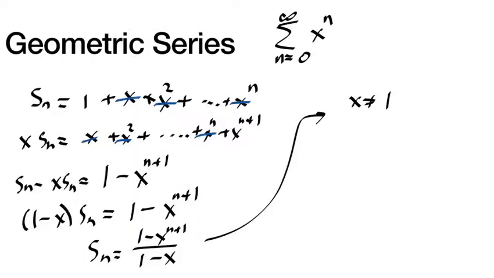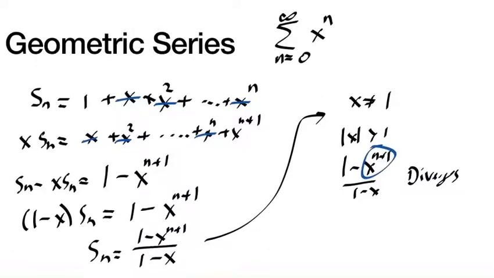So if x is not 1, then we really have two cases. We have the case where the absolute value of x is bigger than 1, and we have the case where the absolute value of x is less than 1. So if the absolute value of x is greater than 1, then 1 minus x to the n plus 1 over 1 minus x goes to infinity or negative infinity, but that diverges, right? Suppose x is 2, then the reason is because this value right here is consistently growing larger and larger and larger. Okay, so that is definitely not a convergent sequence.